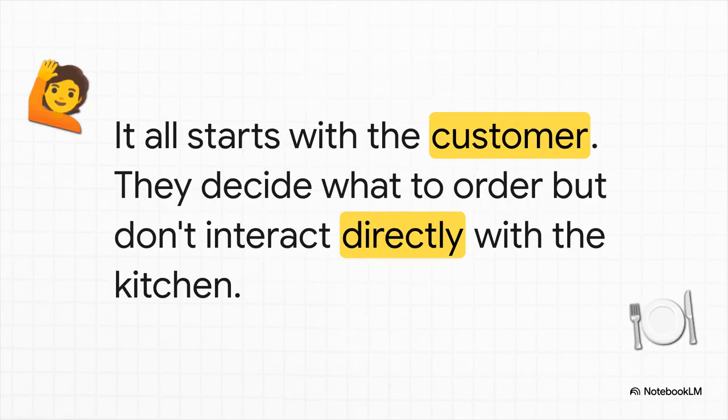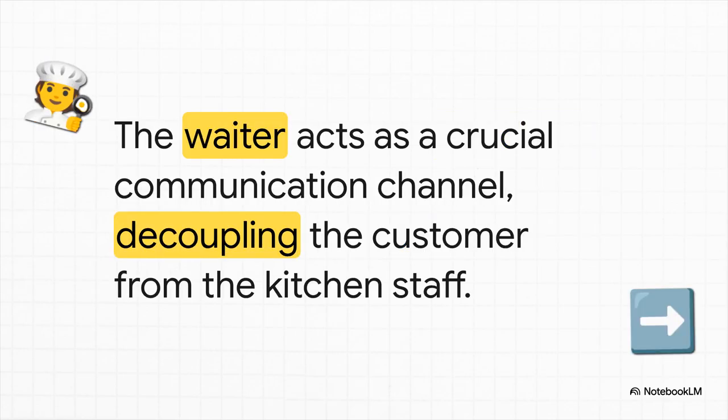So it all starts right here, with the customer. They know exactly what they want. But here's the thing, they don't just wander into the kitchen and start yelling at the chef. No, there's a process. This is where the waiter comes in. They're our essential go-between. They listen to what the customer wants and act as the communication channel to the kitchen. And this is so crucial because it decouples the customer, the person making the request, from the kitchen staff, the people who are actually going to fulfill it.